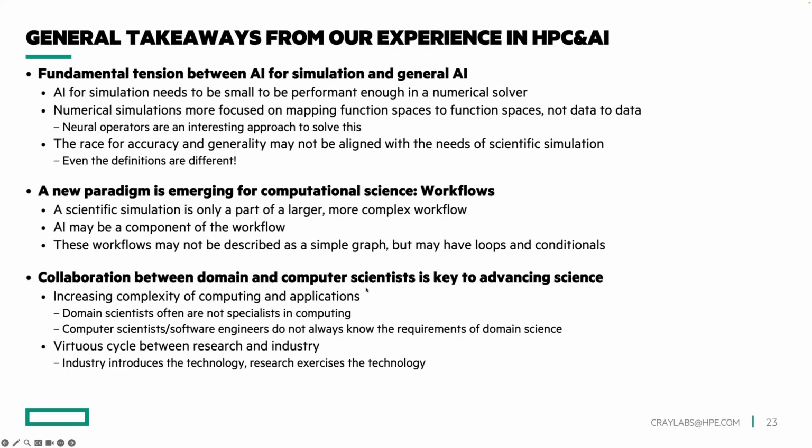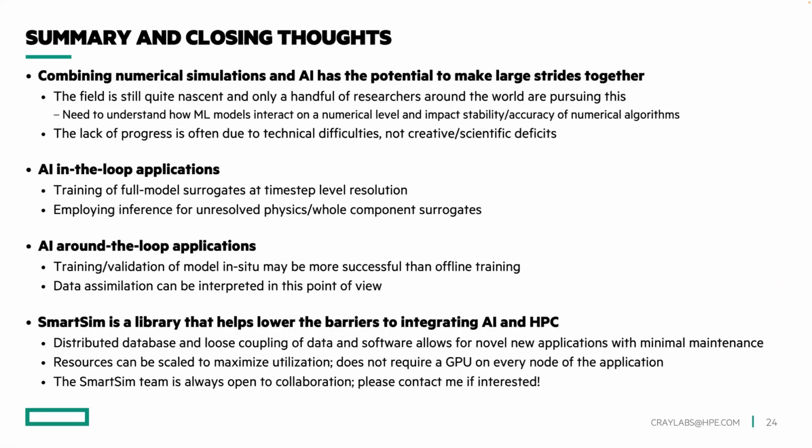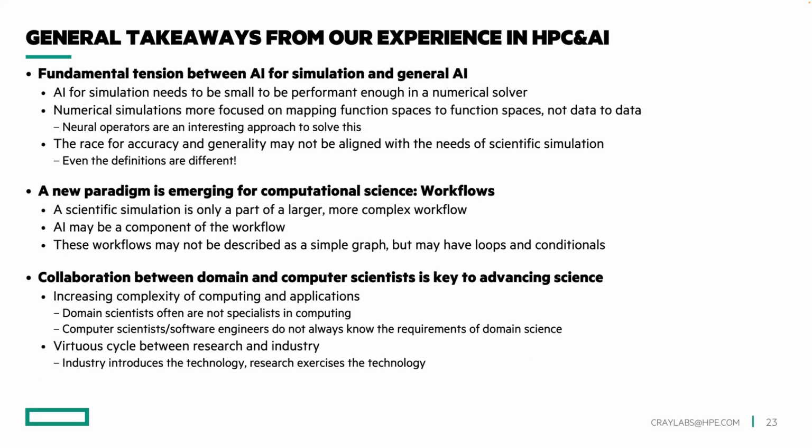Okay, in general, the takeaways. There is tension between AI for simulation and general AI. AI for simulation needs to be small because it needs to be performant. Otherwise, it will slow down the simulation. Numerical simulations are not usually tuned to map one input to one output, but more to map an input space to an output space. And there are new approaches in AI for doing this. For example, neural operators and Fourier operators are also useful in this case.